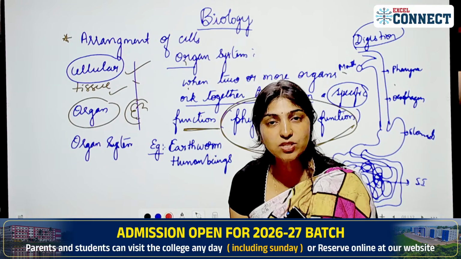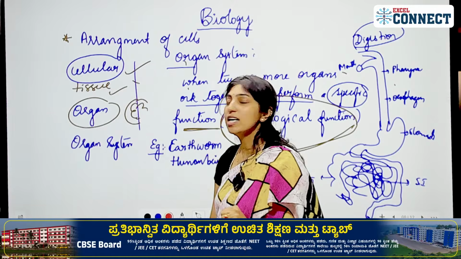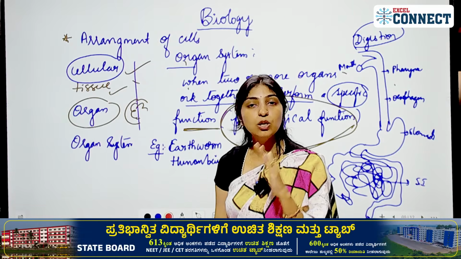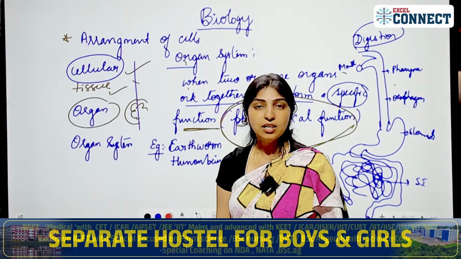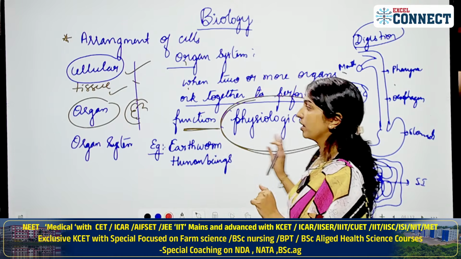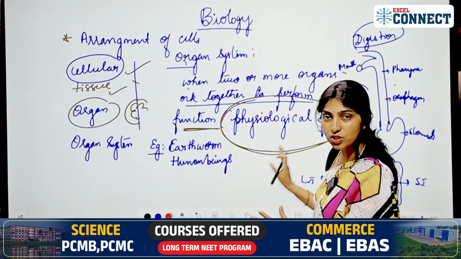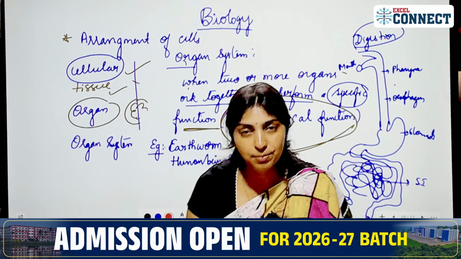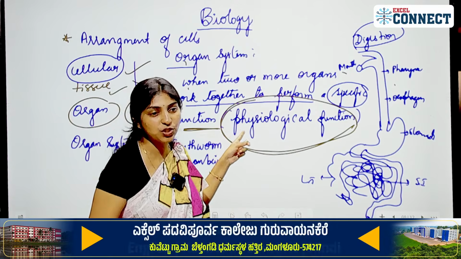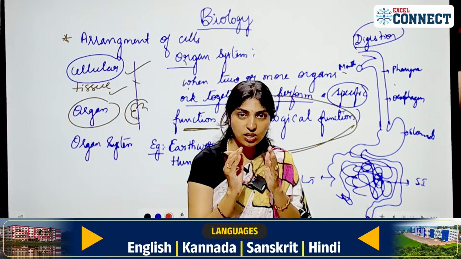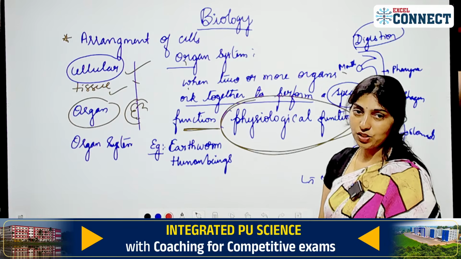There are 4 categories altogether. First one we have cellular level of organization, the lower level. The next level we have a tissue level of organization, followed by organ and organ system. To form an organ system, two or more organs will combine together, and what do they do? They perform a specific function, and we call a particular function a physiological function.